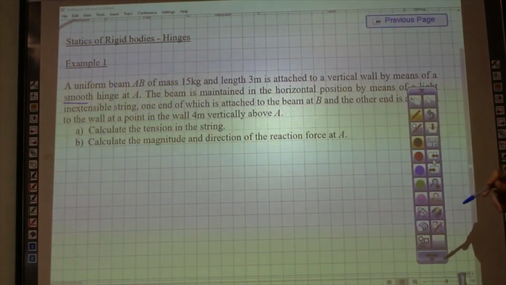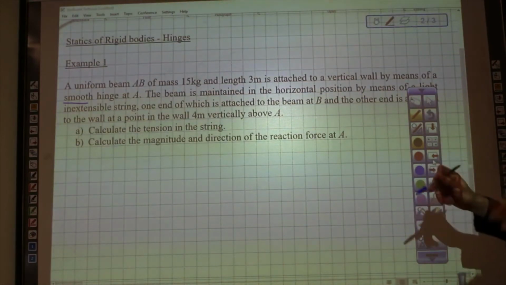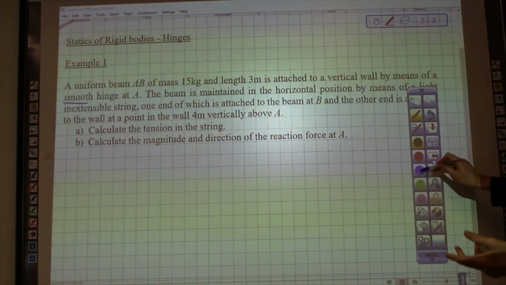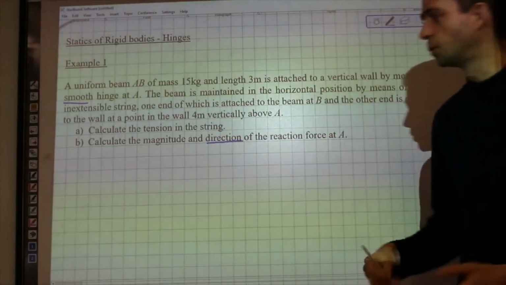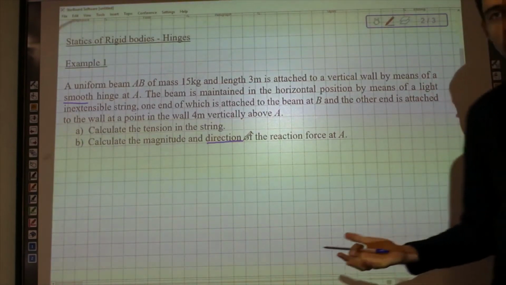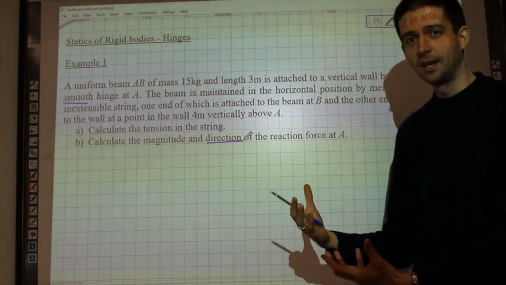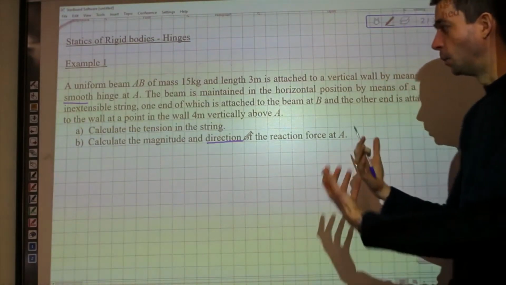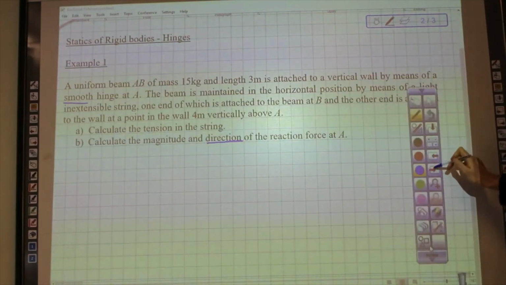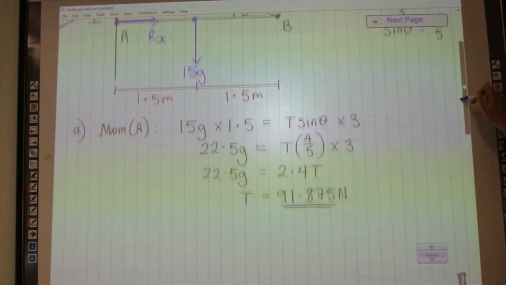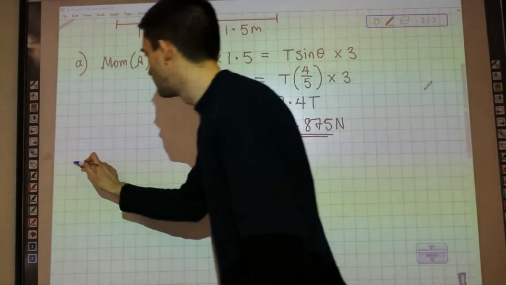Right, tension calculated. Right, B, calculate the magnitude and direction of the reaction force at A. Now, if you weren't sure about hinges, this is a massive clue because it's talking about direction. When have we ever considered the direction of the reaction force before? It's always been perpendicular to the surface it's resting on. But with a hinge it's different, magnitude and direction. But the strategy we adopt is the same. It's the same as we do with all the statics. We're going to resolve vertically and we're going to resolve horizontally.